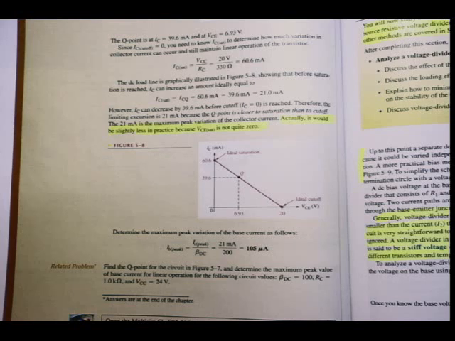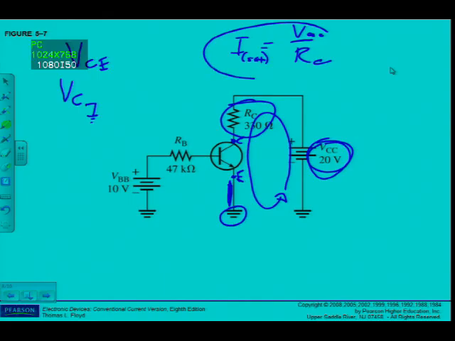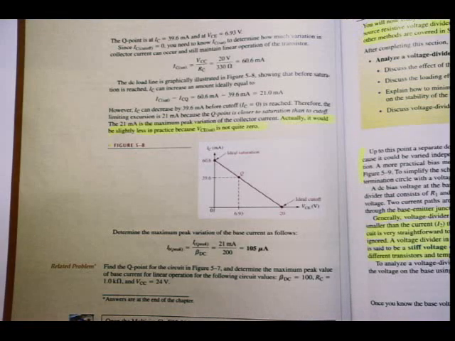Actually, it would be slightly less in practice because VCE sat is not quite zero. That was what I was referring to when I calculated IC sat, because we didn't take into account the voltage drop between the collector and the emitter at this stage. But we will discuss it at a later point. Anyway, then determine the maximum peak variation of the base current as follows. IB peak is IC peak divided by beta DC, which was given as 200. So I have an answer of 105 microamps. Okay, that's the DC Q point.